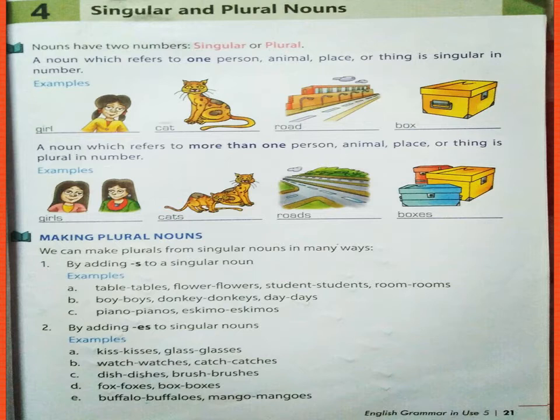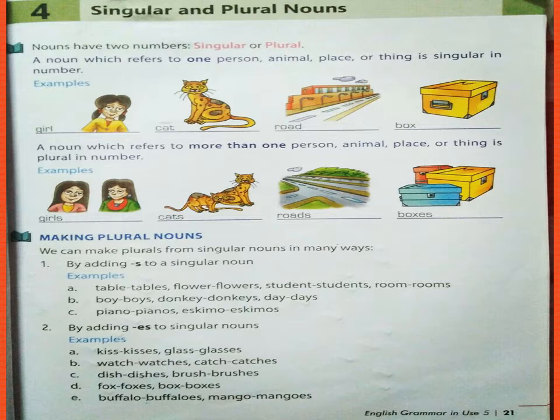A noun which refers to more than one person, animal, place or thing is plural. So here if you see the next pictures, children, there are two girls, that is more than one. So we call as girls. Next picture, two cats. We call as cats, not cat. Roads, number of roads connected. So that is roads, not road. Boxes, 1, 2, 3 boxes are over here. So you call them as boxes, not as box.